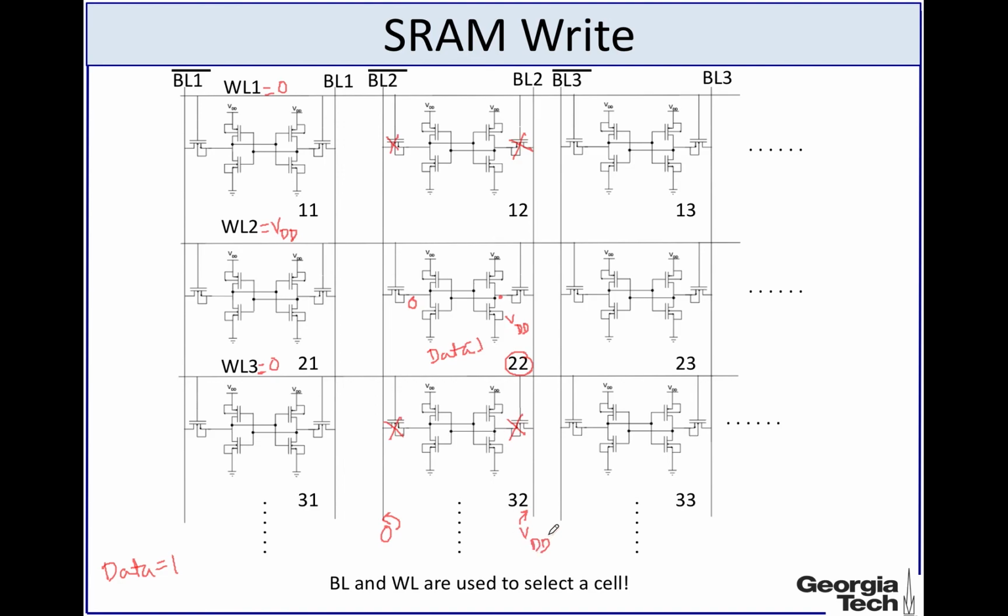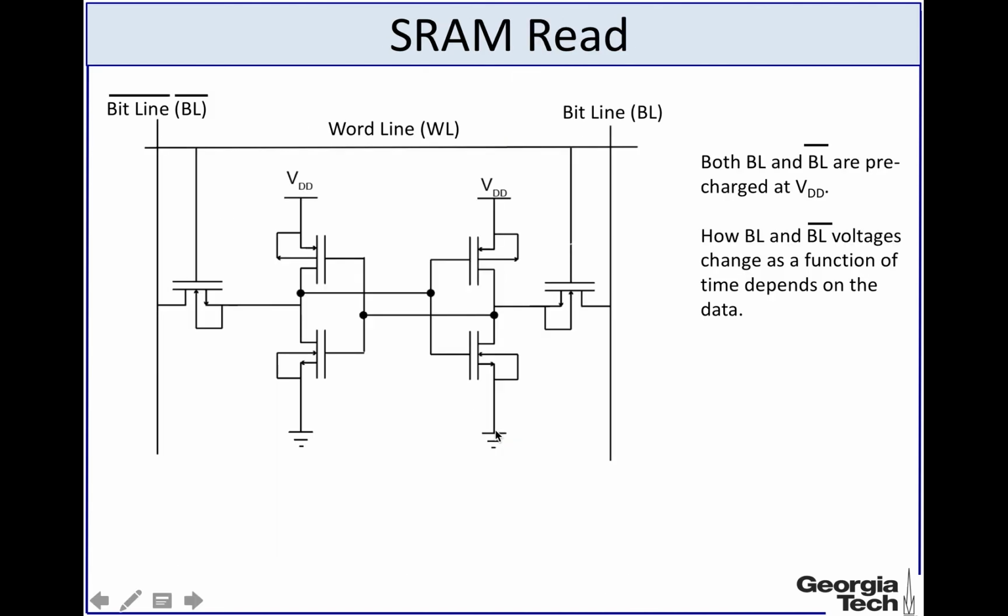Now note that this bit line is shared by cell 3-2 and 1-2, but these bit line voltages will not be able to store any data in cell 3-2 or 1-2 because these pass transistors are off. Alright, now let's look at how the read works. First we will explain how the read works in a very simple manner.